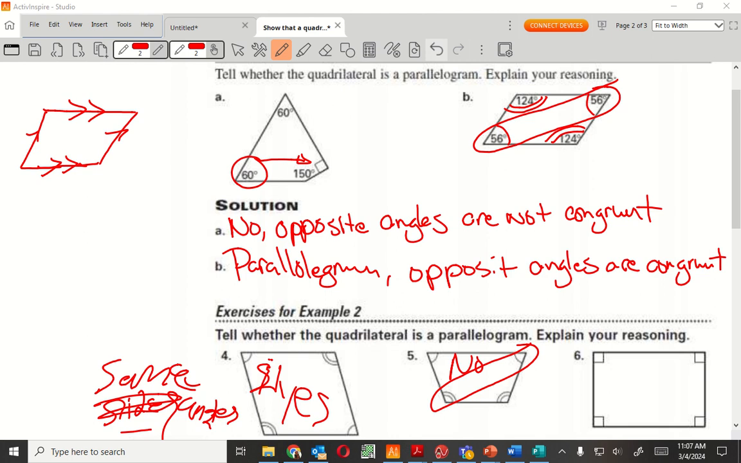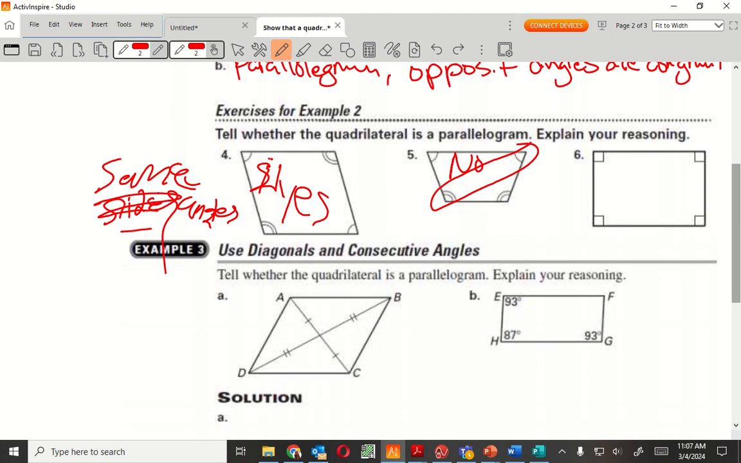Who are you going to pick? I'll let you pick. For 6, right? Yep, number 6.